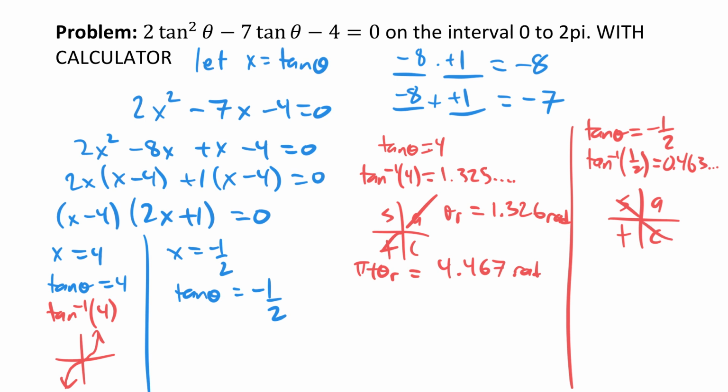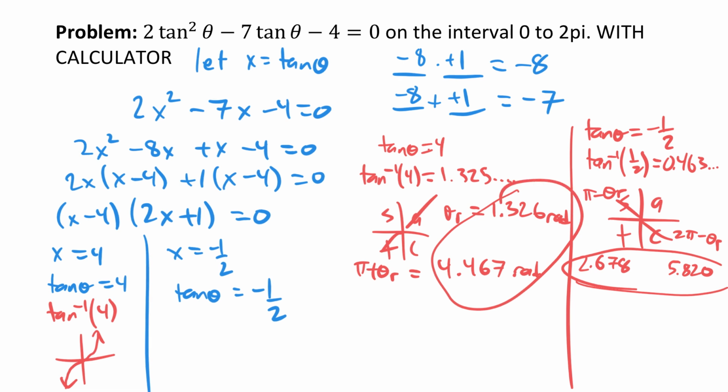Negative tan values, though, happen here and here. Pi minus reference angle, 2 pi minus reference angle. So we should get 2.678 and 5.820. So we've got these answers and these answers. So a total of 4 solutions here.